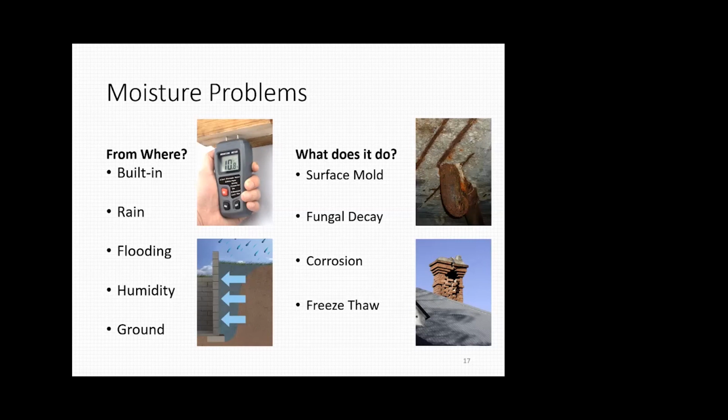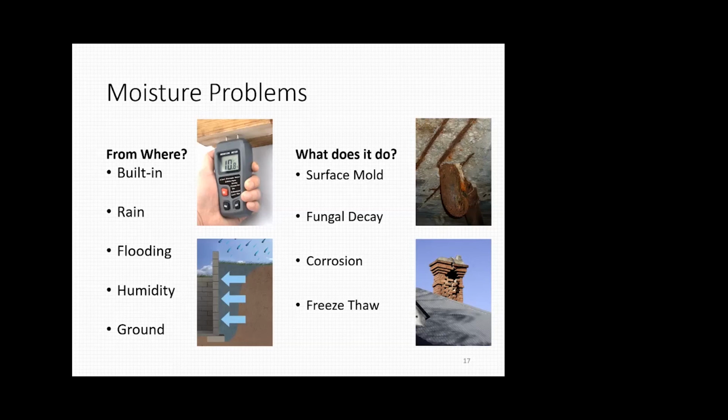Freeze-thaw is another big one. If there's not proper flashing on masonry and it's not properly done, you can get moisture in there when you have big temperature swings. It'll freeze and thaw, and then your masonry will crack and fail. So there are a lot of issues with moisture.